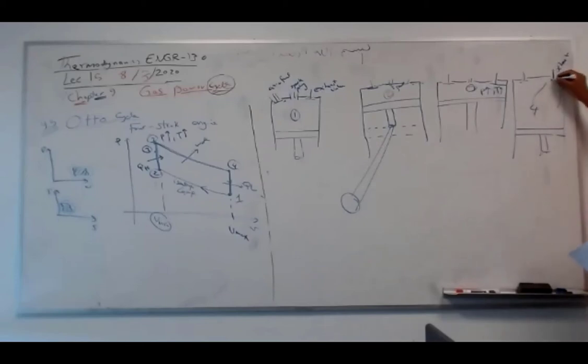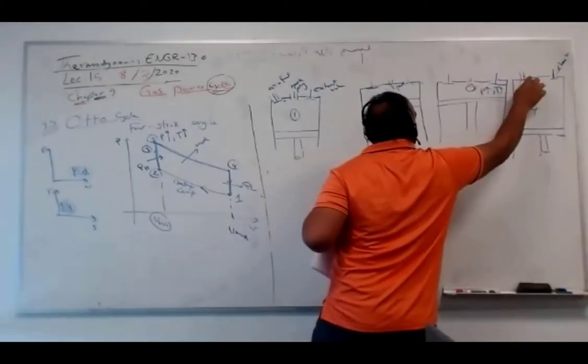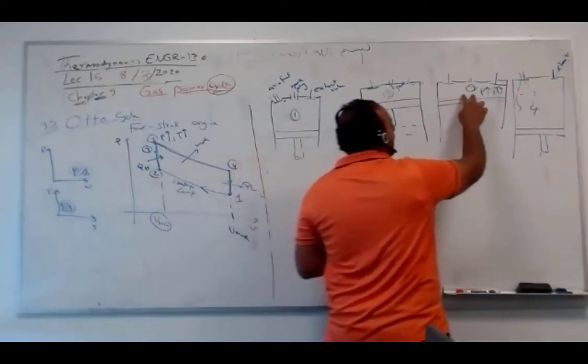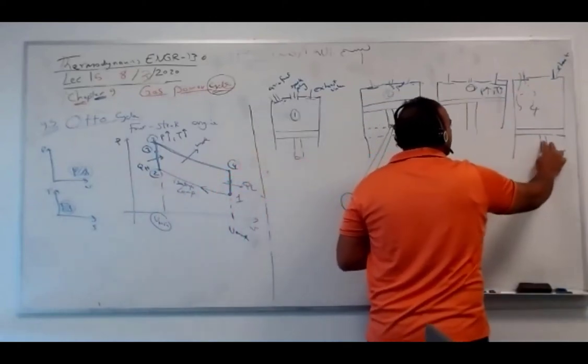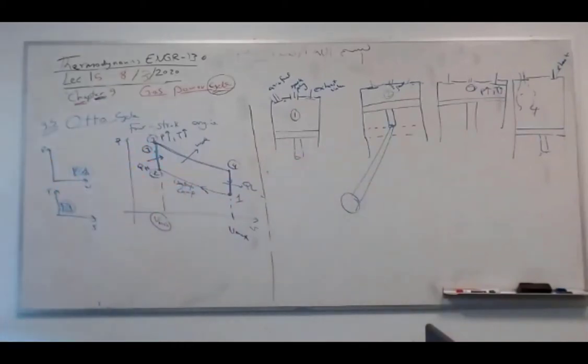Then this valve will be closed and this one will be open. When it goes down, it will suck air and fuel. Then it goes back here. This is called 1. Then this valve will close. Then repeat: compression, spark, high energy, push it back. Up and down. This is called 4-stroke. This is called 4-stroke, guys. Okay?